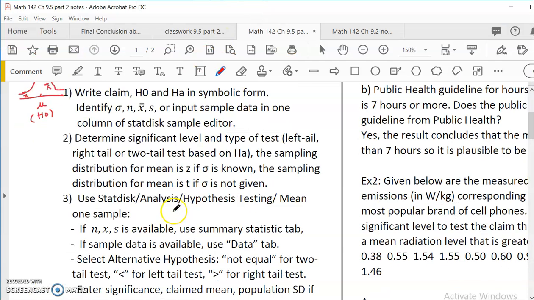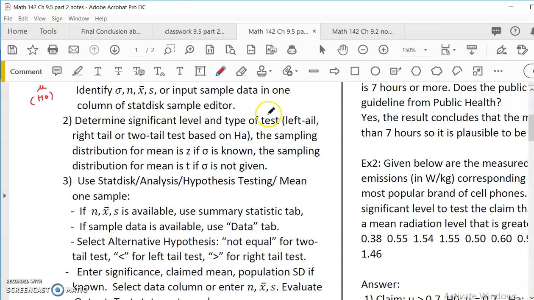Then you will identify what type of test you have, just like before: left-tailed, right-tailed, or two-tailed, based on the arrows, or whether it's not zero in the alternative hypothesis. And then you have to decide whether you use the T or Z distribution. Here it is spelled out.